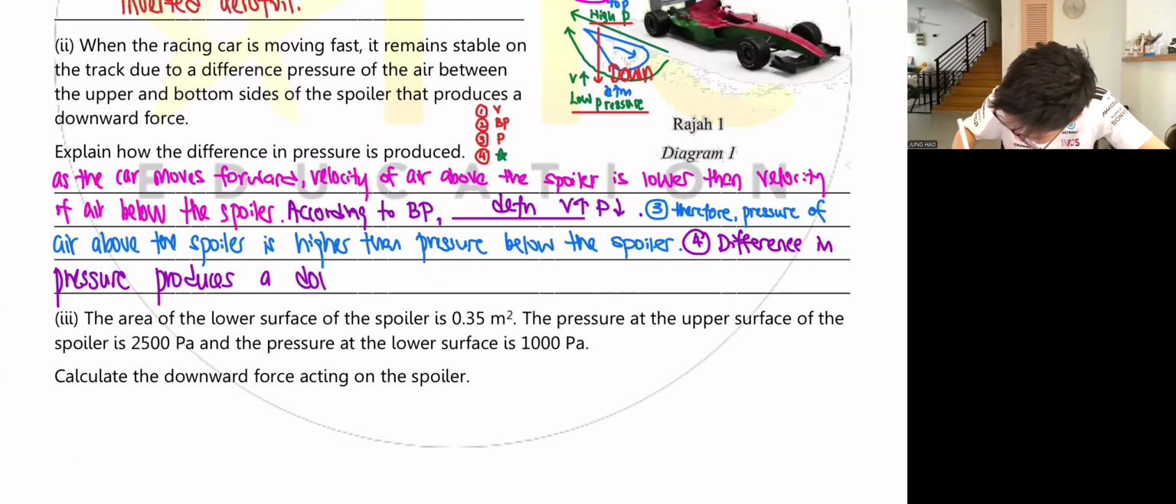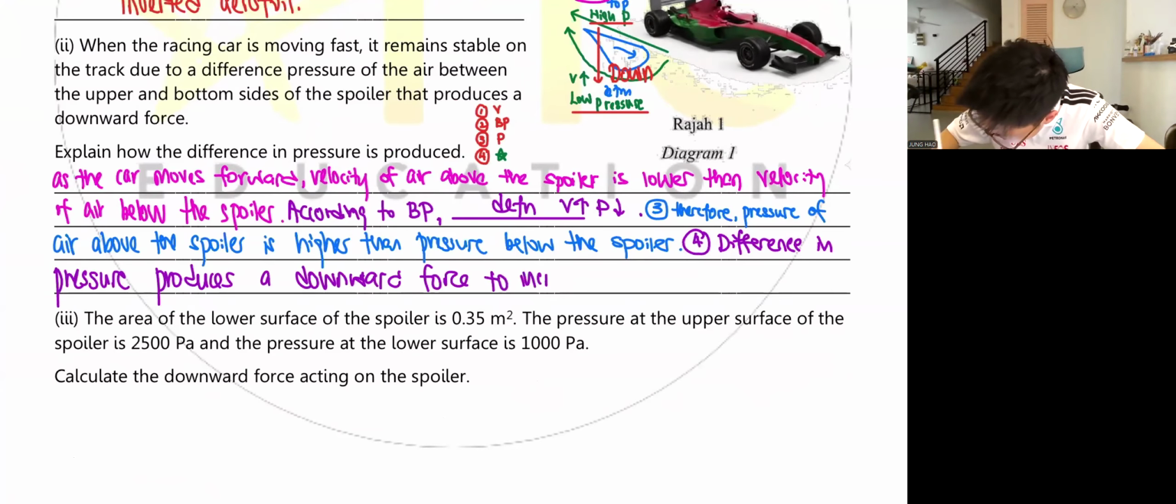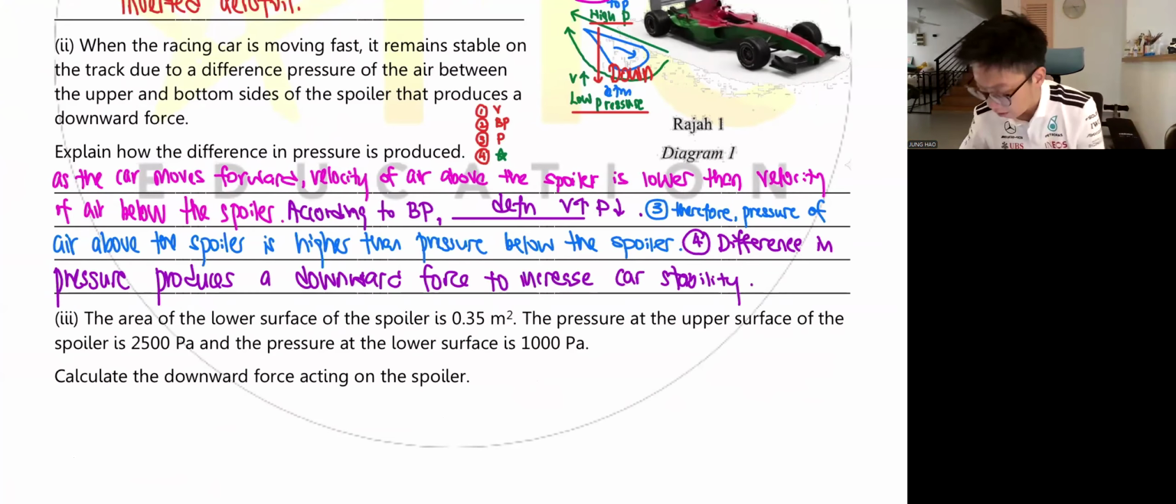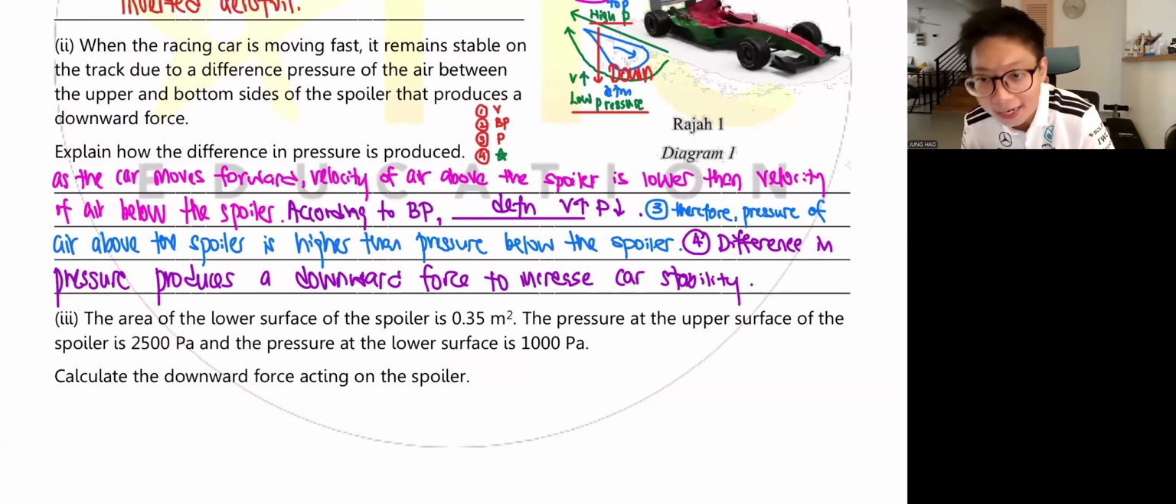So the difference in pressure produces a downward force, or a force that acts downwards to increase stability. You must tell me that there's a difference in pressure. So one side higher, one side lower, one side pressure bigger, one side pressure smaller. The pressure difference produces the force. Okay, can.